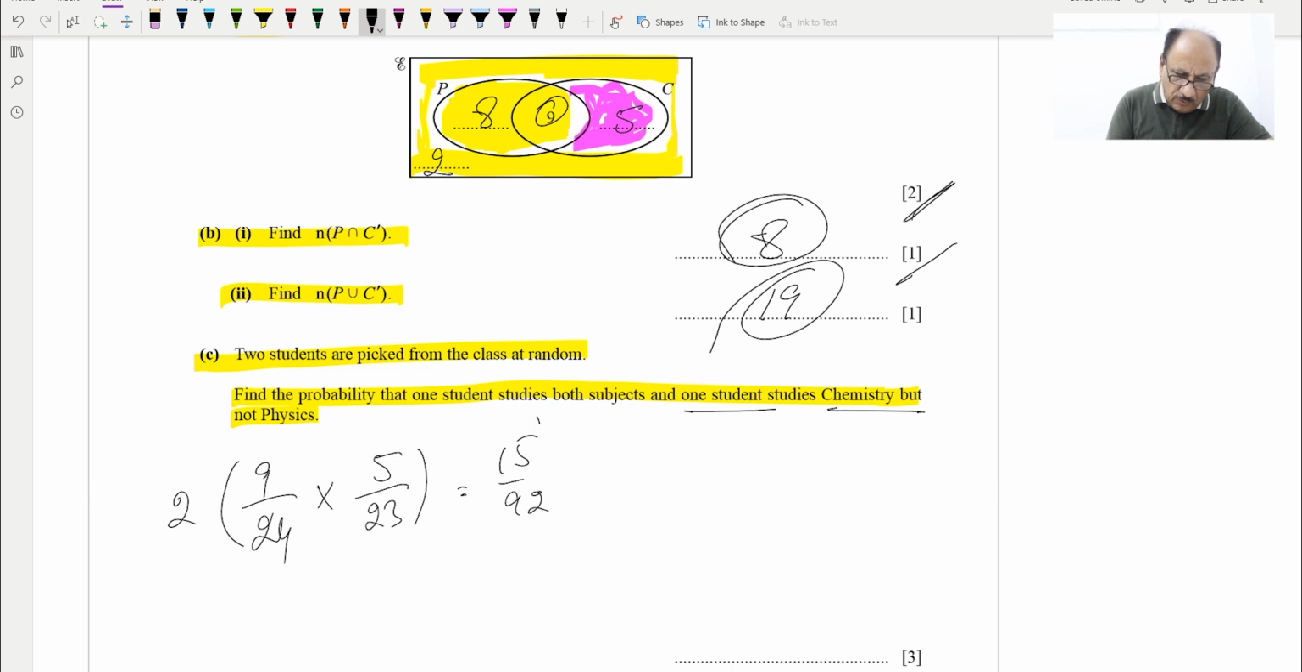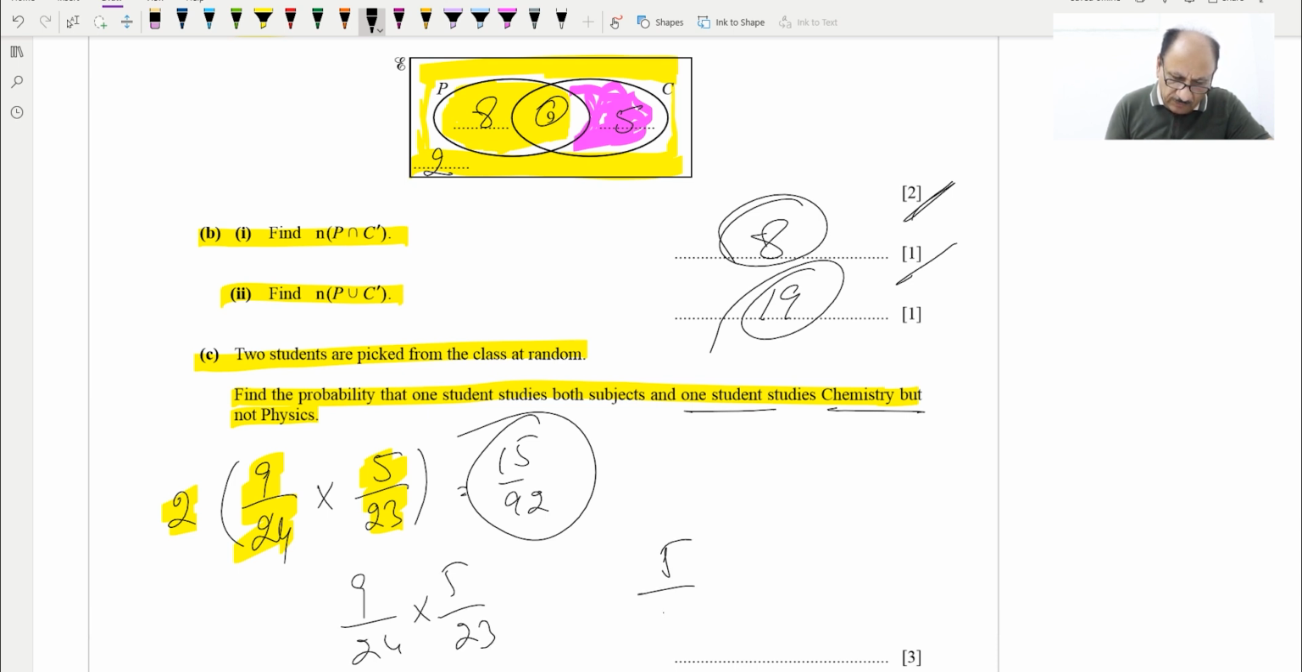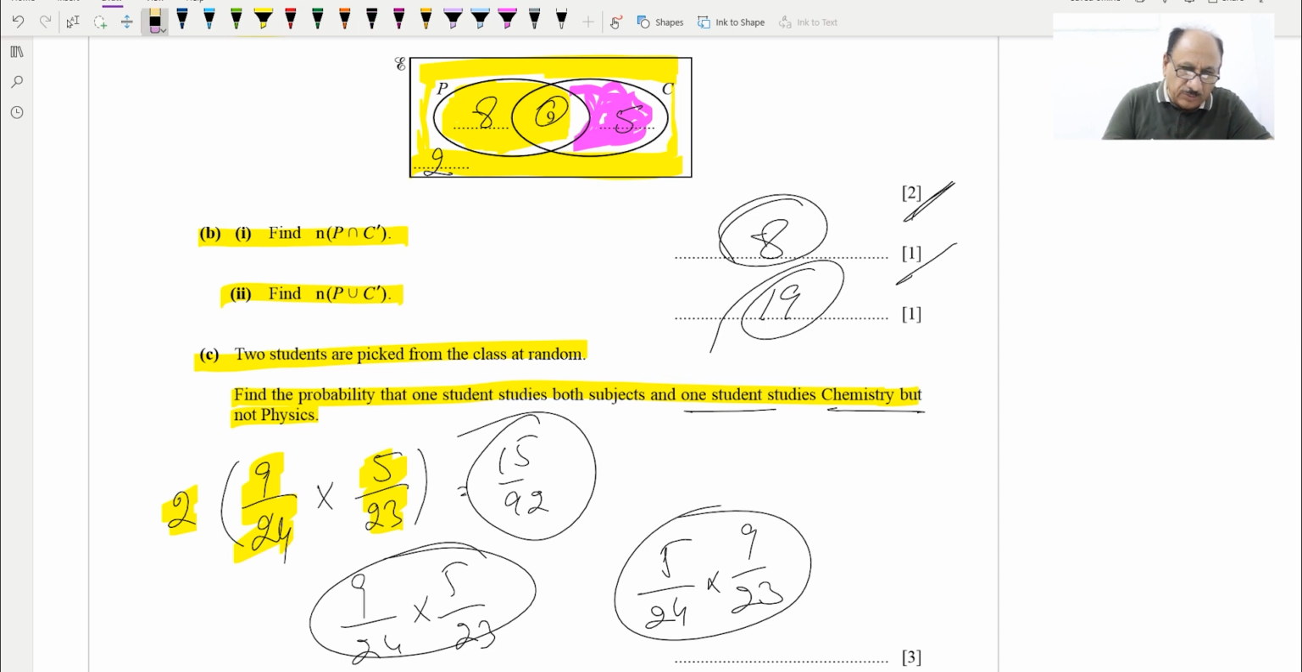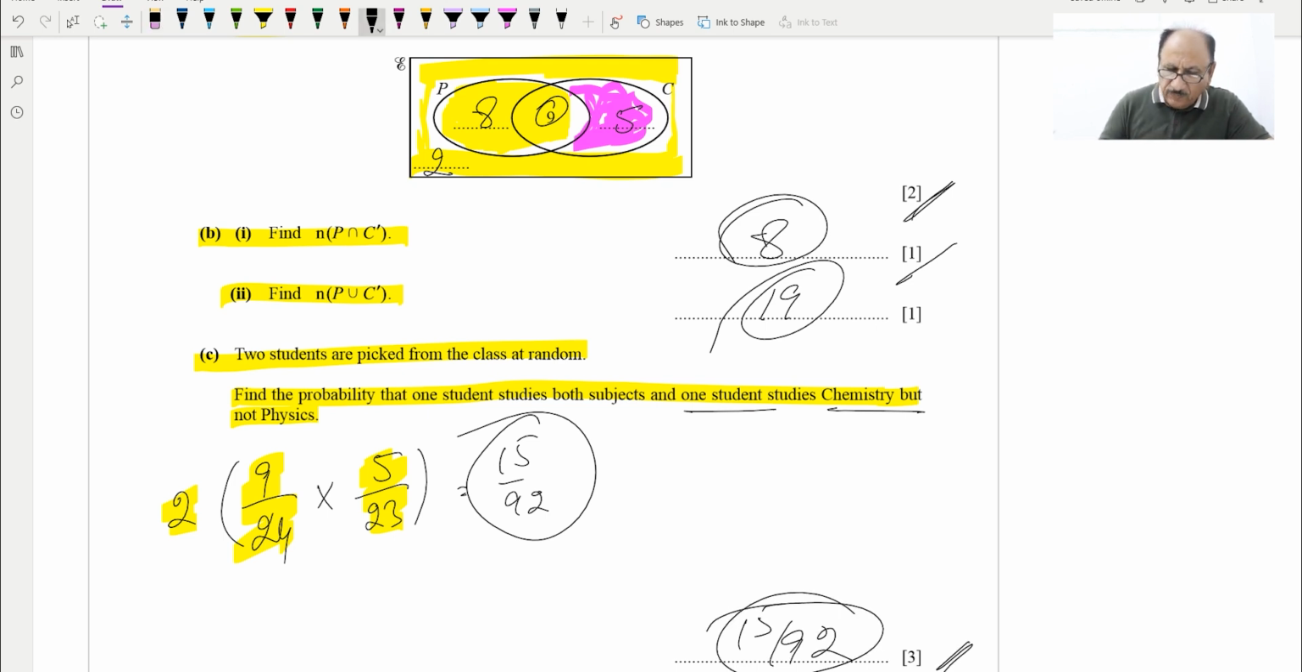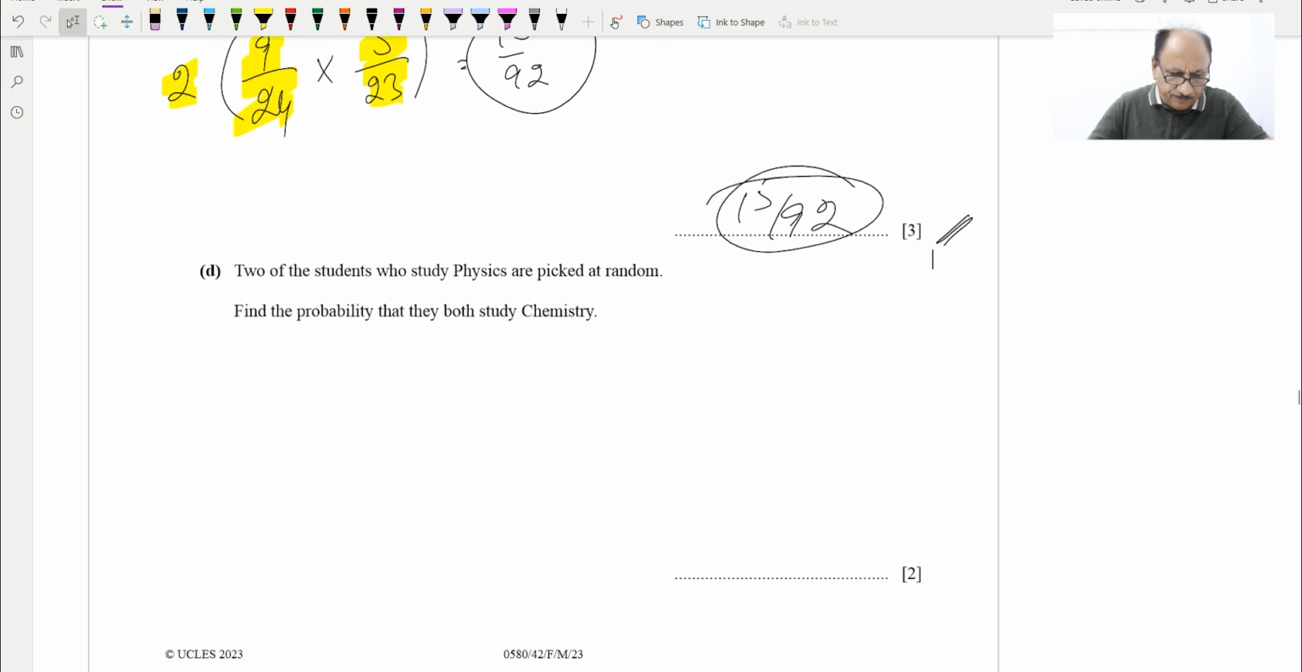15 over 92. We have taken this 2 because we can have this one first or we can have that one first. By shuffling, we can have 9 by 24 first and then 5 by 23, or in the second option we can have 5 by 24 first and then 9 by 23. So it can be this one or this one. That's why we have taken 2 separate options. Hopefully now you understand this. So I'm erasing this extra working. This will be 15 over 92, which is the 3 marks part, which we have done.